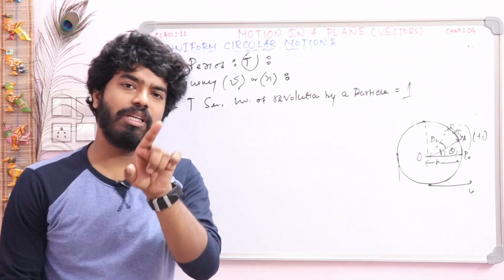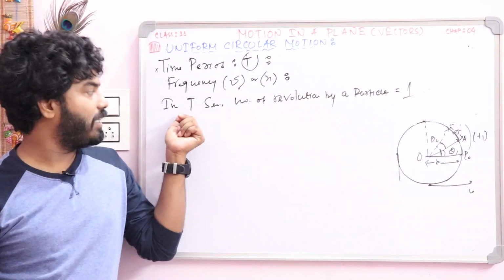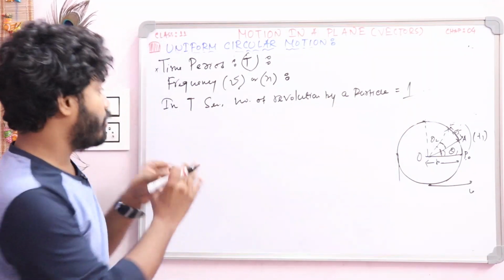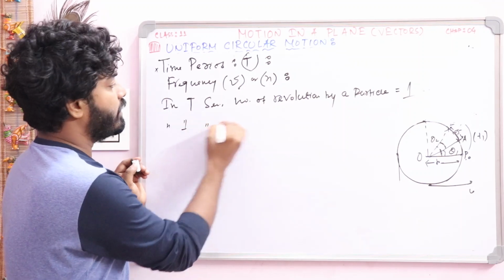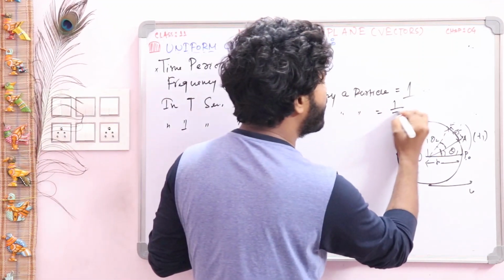The total time taken for one revolution is known as the time period, and it is denoted by the symbol T. So we can say in T seconds the number of revolutions by the particle is equal to 1. So in 1 second the number of revolutions by the particle will be 1 by T.